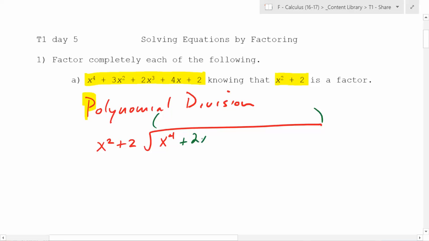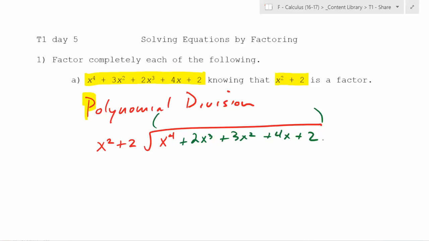Plus 2x cubed plus 4x plus 2. Is that in order? Are all the powers represented? Yes, 4, 3, 2, 1, 0. The first thing you need to check is, are all the powers represented? Let's say there was no 3x squared term there. What should I write? 0x squared. Are you adding anything if you add 0x squared? No, it's a placeholder that makes this algorithm doable.